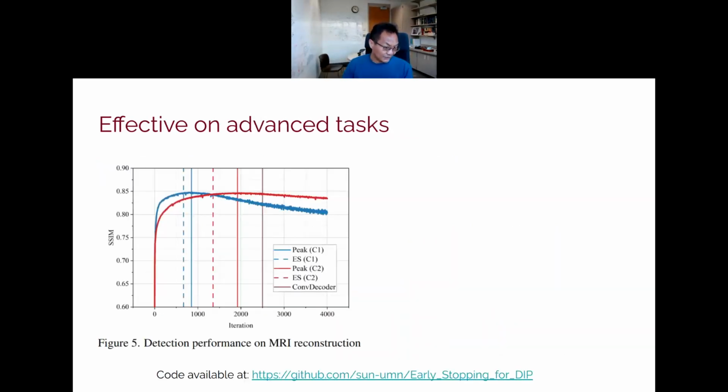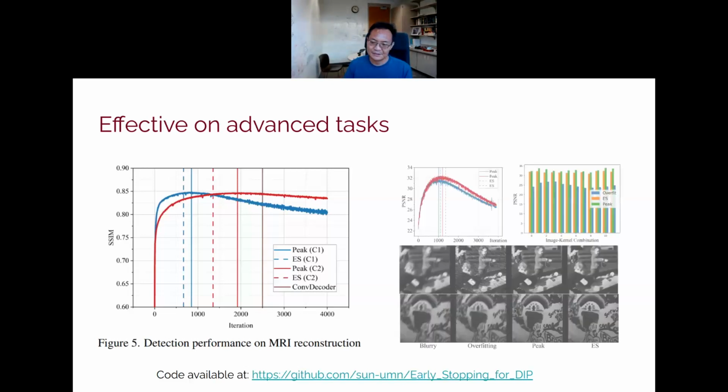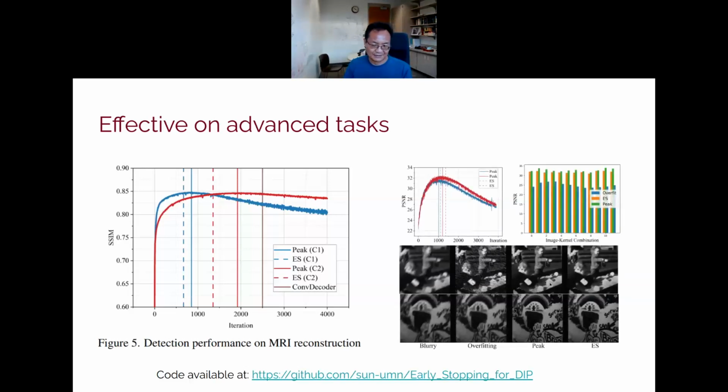And this is also effective on more advanced tasks. For example, MRI reconstruction. This is a relatively more complicated linear inverse problem. It's similarly effective. The detection gap is similar. And also some nonlinear problems. This one is for blind image deblurring, which I'm going to talk about in the second section.